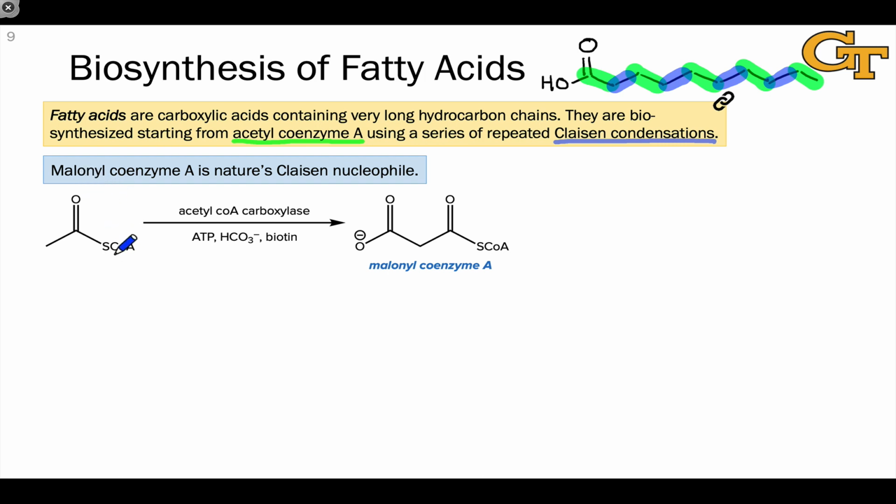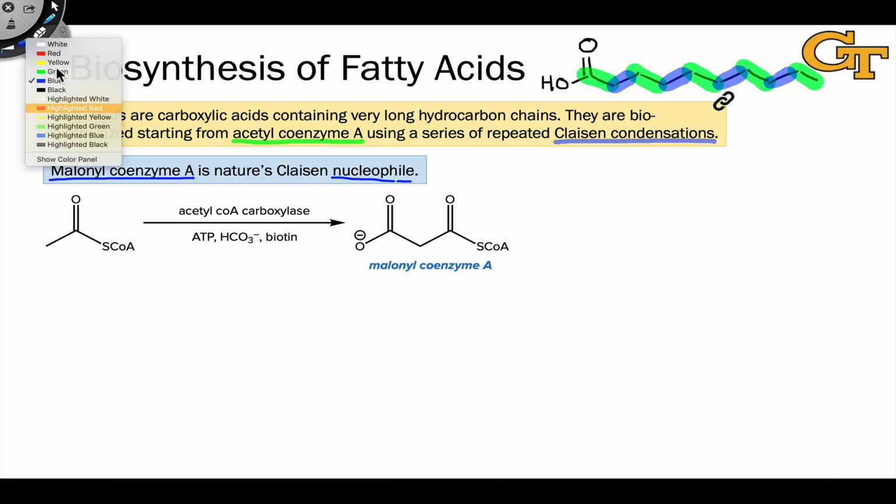One of the first things to note is that nature makes use of not esters, not alkoxy esters, but thioesters, and more specifically, the molecule malonyl coenzyme A, which you see on the right-hand side of this reaction scheme, is nature's Claisen nucleophile. Malonyl coenzyme A itself is actually generated through an addition reaction that looks a lot like an aldol-type addition involving an enolate and something that looks like carbon dioxide.